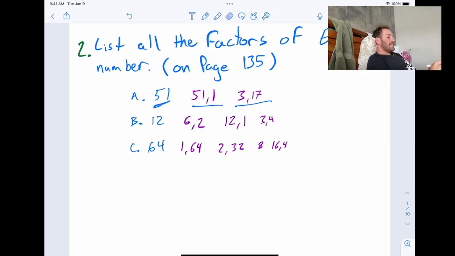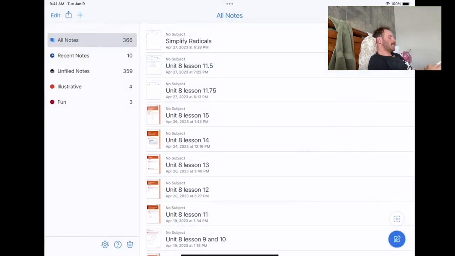Okay, again, this is really important for simplifying radicals because we are going to find all the factors of the number within the square root sign in order to simplify that radical. Let me show you all what I mean.